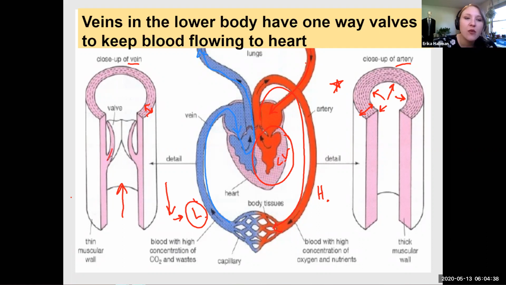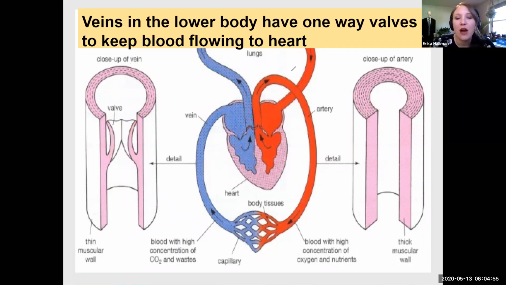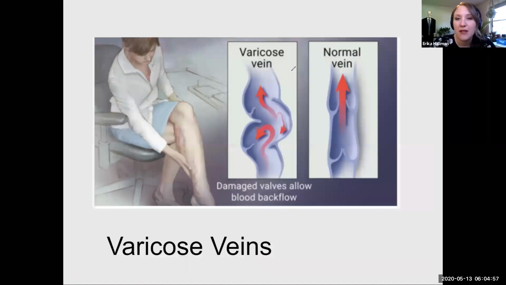So inside of the vein, we have these one-way valves. And essentially when blood moves through, it's going to open up. But as soon as the blood moves through, this is going to close again, right? And what that allows is that it prevents against the backflow of blood. That way, blood will not accumulate in our lower extremities.